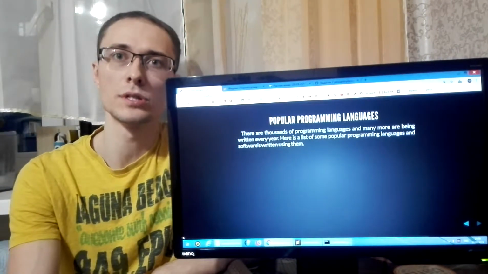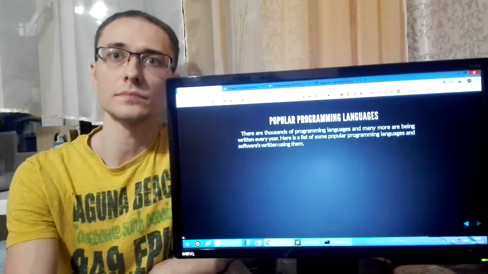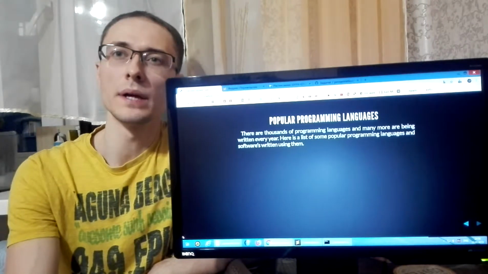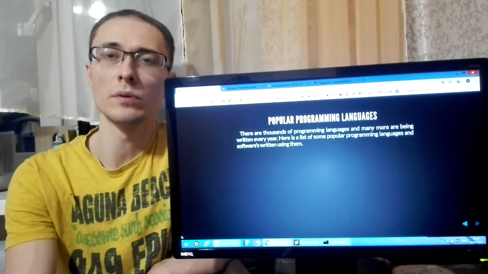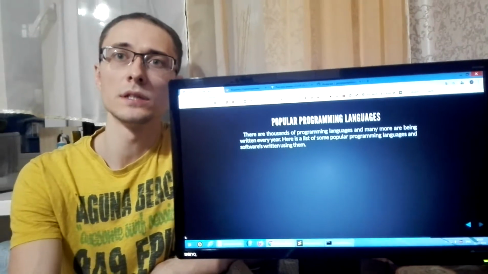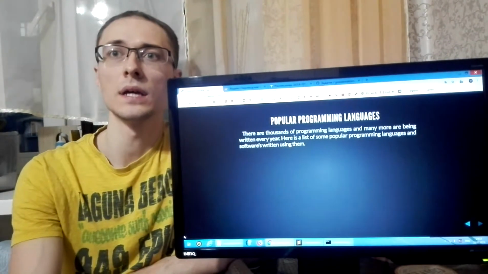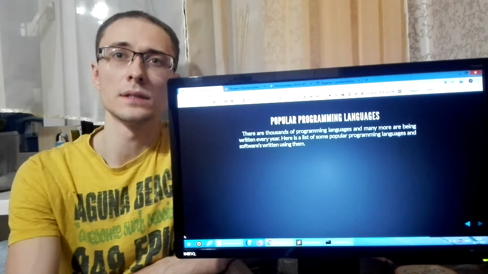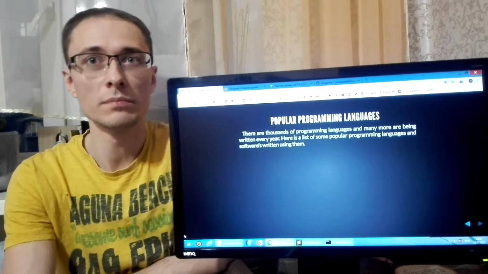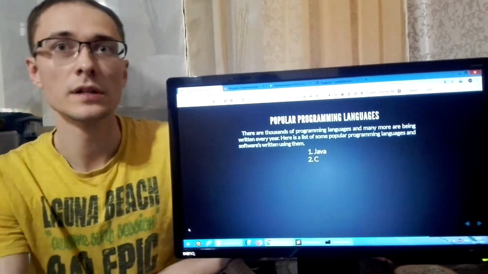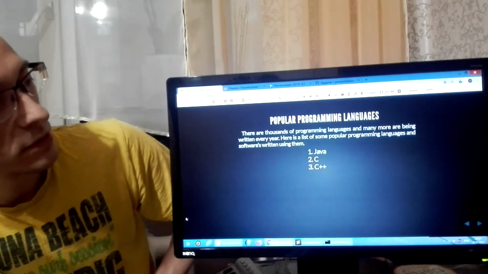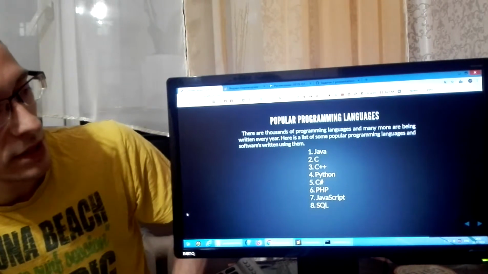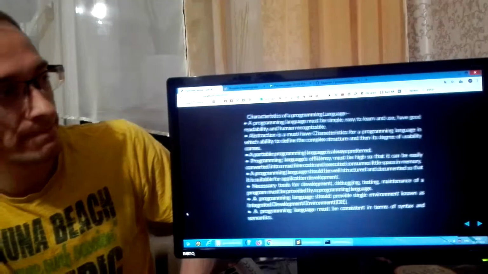Popular programming languages. There are hundreds of programming languages, and many more are being written every year. Here is a list of some popular programming languages and software written using them. These are the popular programming languages: Java, C, C++, Python, C Sharp, PHP, JavaScript, SQL, Ruby.